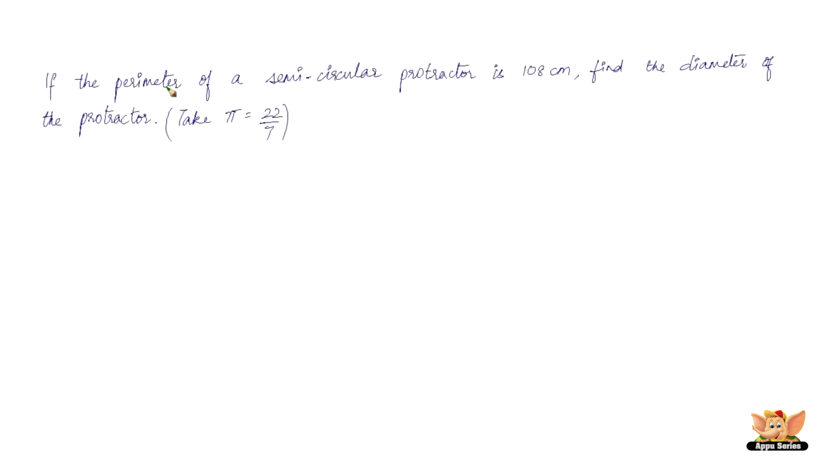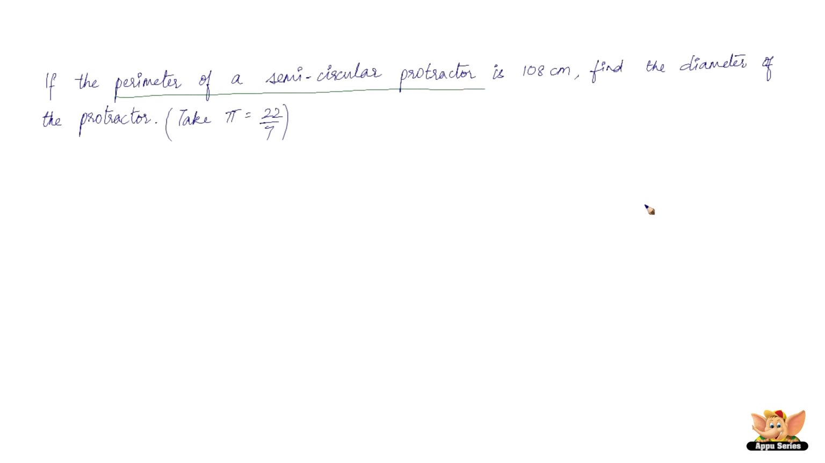Let's quickly solve another problem. All right, so here is a different question, a little interesting question, if I may say so. Let's see how you find it. It says that if the perimeter of a semicircular protractor is 108 centimeters, find the diameter of the protractor. What we have to concentrate on here is the fact that they've given the perimeter of a semicircular protractor.